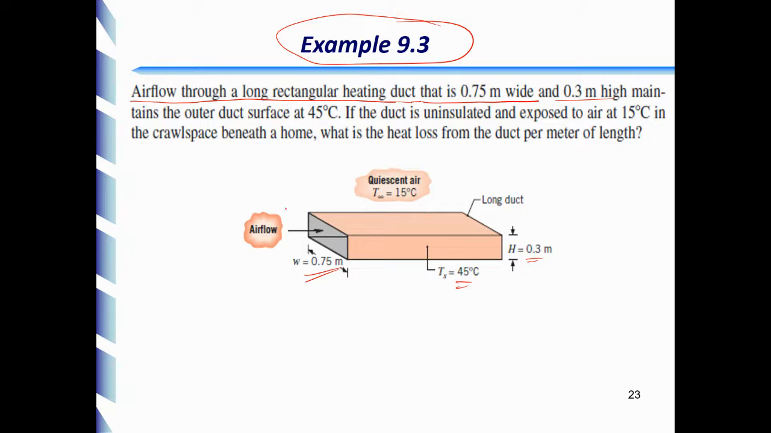So air is moving through this duct and maintaining the surface temperature. That's it. There is no other information about the air. If the duct is uninsulated and exposed to air at 15 degrees centigrade in a crawl space beneath a home, what is the heat loss from the duct per meter of the length?